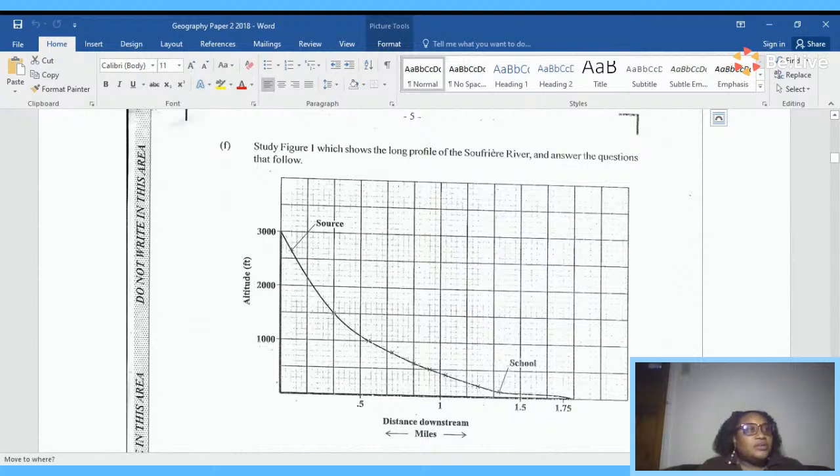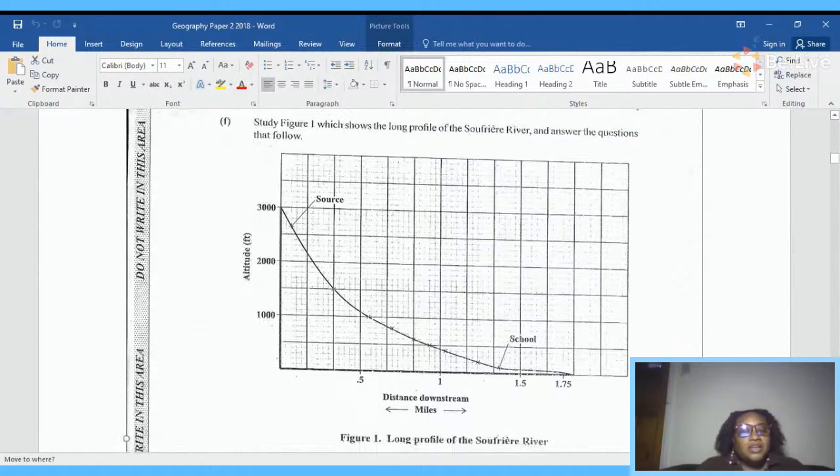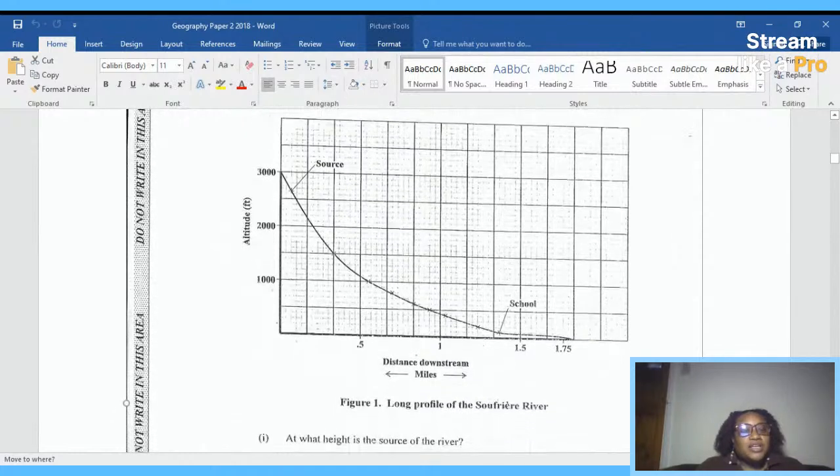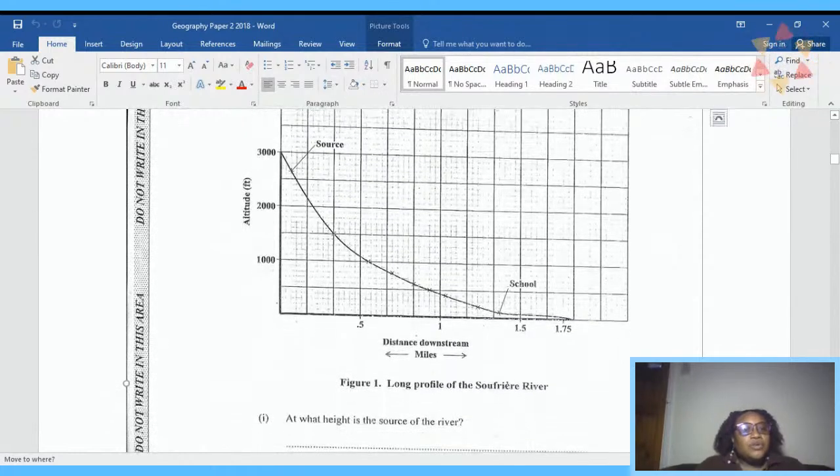Right. So the source is in the upper course, but they want you to actually give the height. So you're going to read off where the arrow is pointing to source and type in your answers for me.